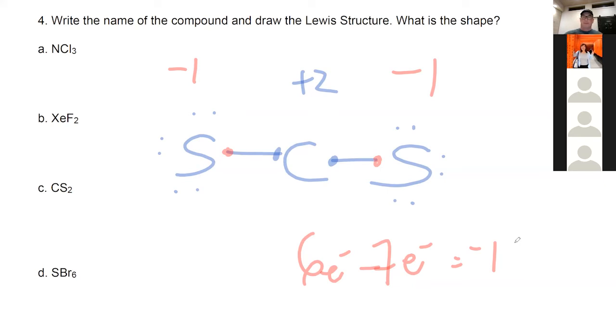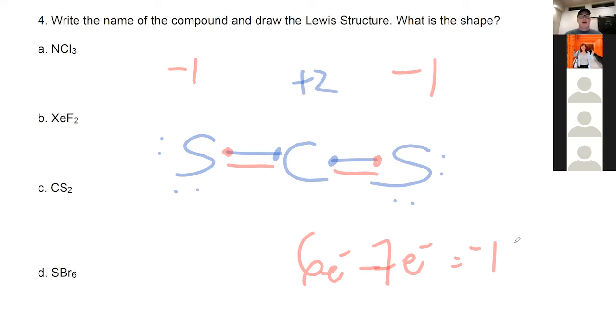We create double bonds. How do we do that? You take a valence electron pair from each sulfur, take the pair and make another bond. You take these two, move them there, and make another bond. So now we have this.